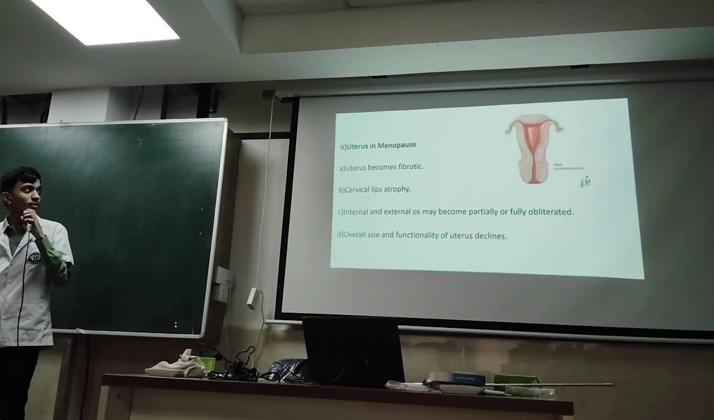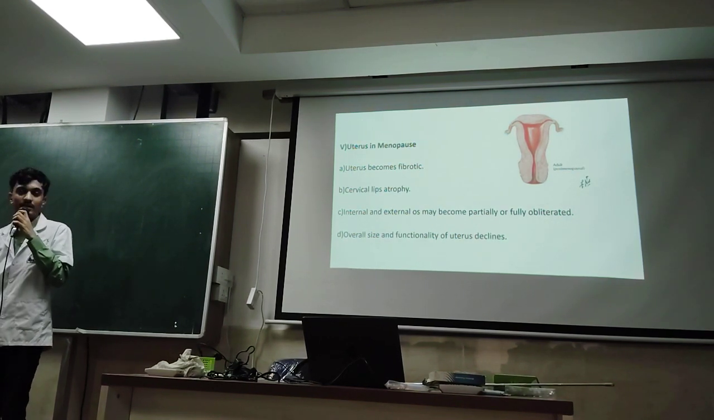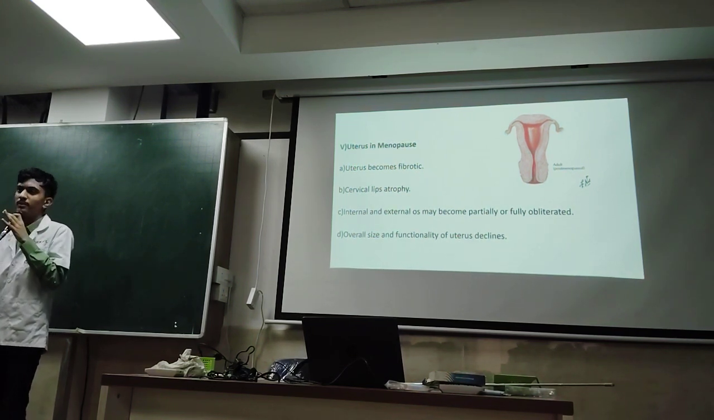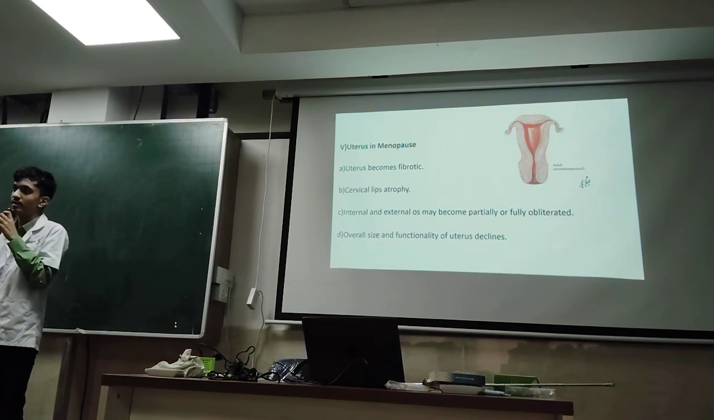Now, the uterus in menopause. The uterus becomes fibrotic, and there is an atrophy of the cervical lips of the uterus. The external and internal os may become partially or fully obliterated, and the overall size and functionality of the uterus decline.